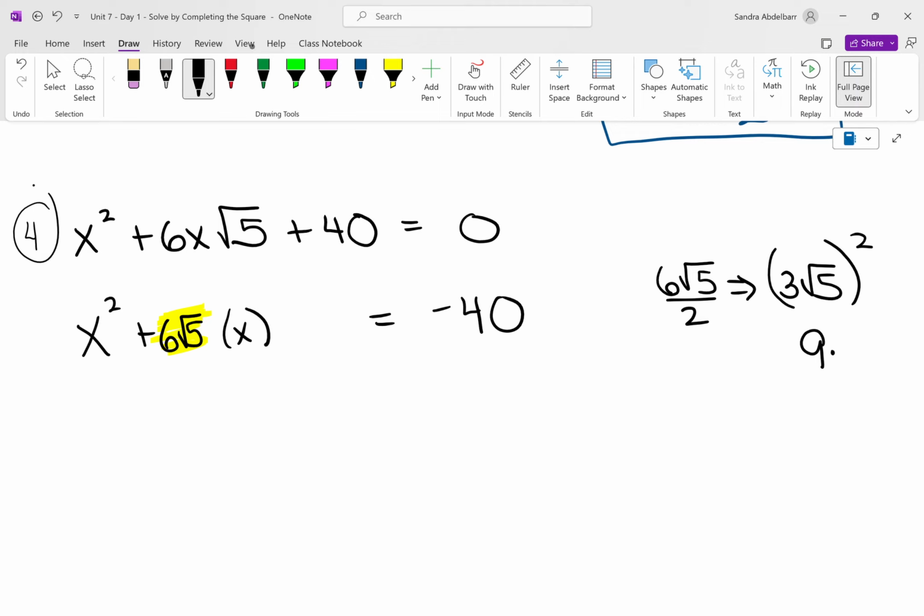We take half of it and then we square it, which is now going to give us 9 times what? 5, which is 45. So I'm going to add 45 to our left, and I'm going to add 45 to the right.